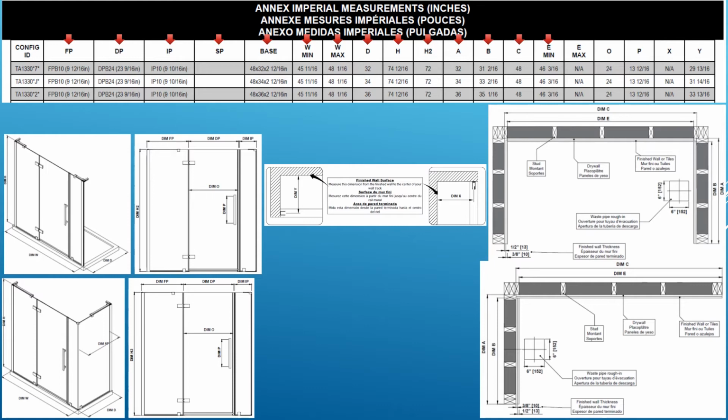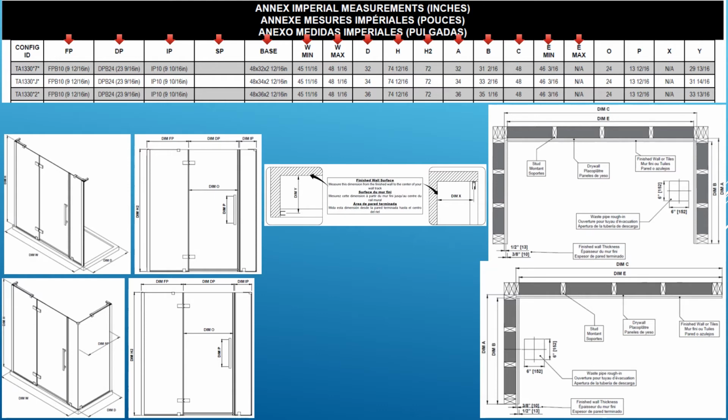E is the finished shower width. For an alcove shower with or without a base, the measurement is the distance from the finished wall to the finished wall. For a corner shower without a base, the measurement is the distance from the finished side wall to the other edge of the base. For a corner shower with a base, the measurement is the distance from the finished side wall to the other edge of the shower.